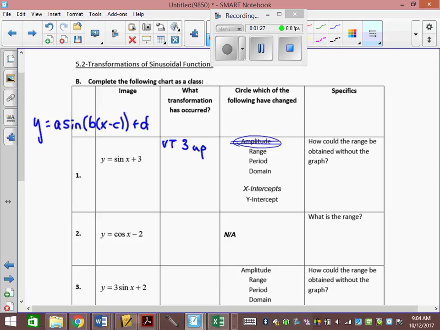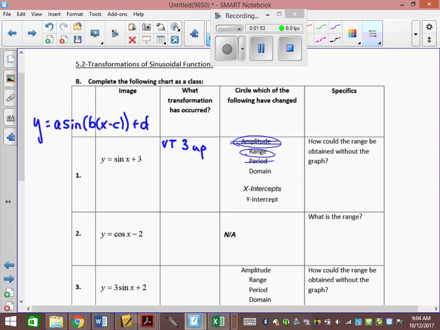Does your range change if I move it up 3? Yeah, it's going to move the whole thing up 3, so it'll change your range. Will the period of the graph change if I just move it up? The period's only affected by the x, or the what? Horizontal stretch. Because the horizontal translation, will that affect how often it repeats itself? No, you're just moving it left and right. So the period's not affected by this.